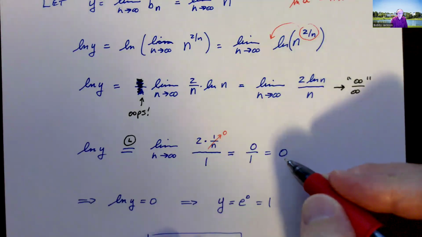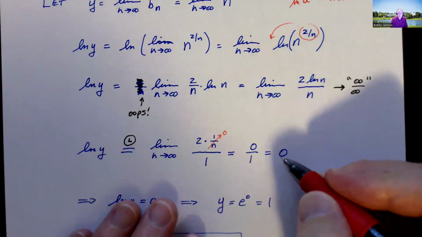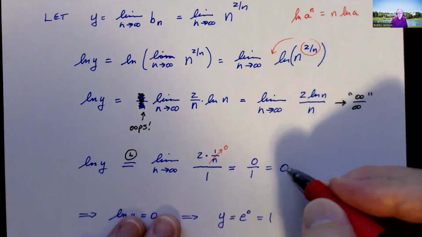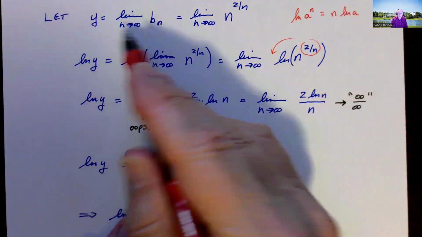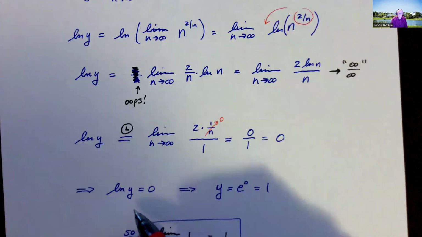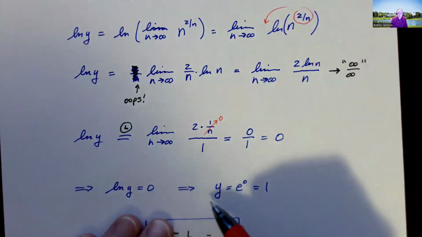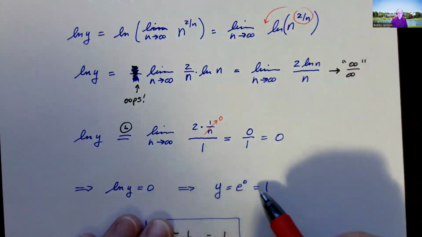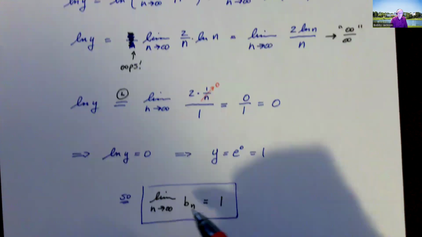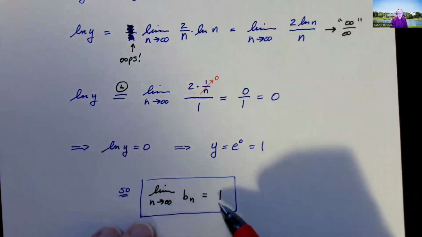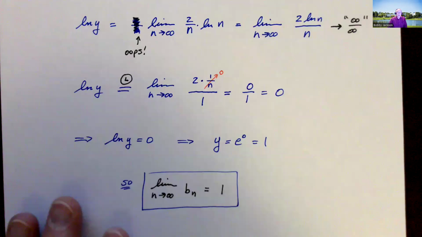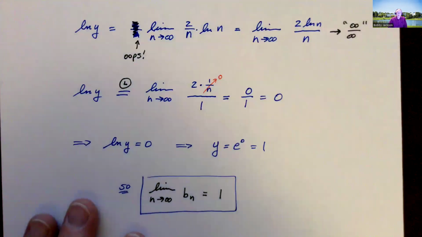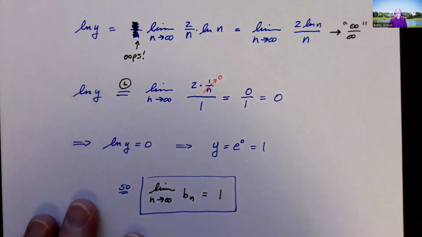Okay, so this limit is 0, but remember, this is not the limit we were looking for. This is the natural log of the limit. Here's the limit we're looking for. We called that y. We found the natural log of y. So if the natural log of y is 0, then y must be e to the 0, or 1. And so the limit of our sequence is actually 1. In this case, 1 wins out. The exponent, in a sense, overpowers the base. Okay, hope this is helpful.